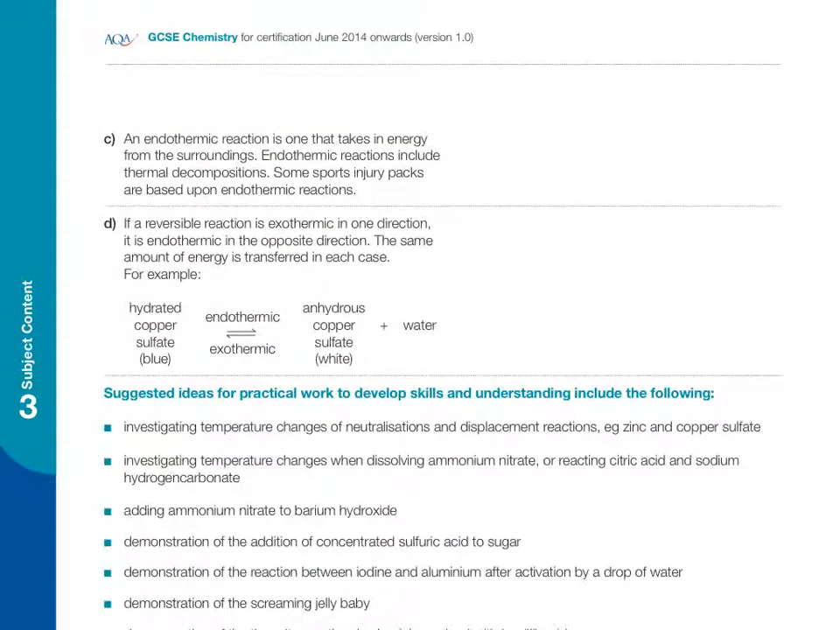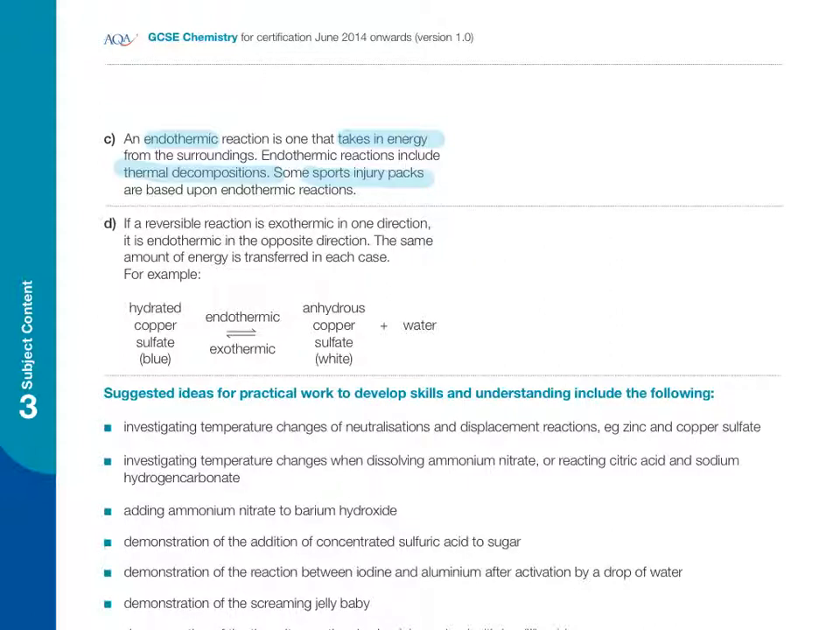The complete opposite of this is an endothermic reaction. This is one that actually takes in energy, and the ones that we've looked at already in chemistry that we know are endothermic are things like thermal decomposition from your limestone cycle topic. You might have seen sports injury packs where you snap something inside it and it'll actually cool down the chemical in the sports injury pack so that you can apply that like an ice pack to any injuries.